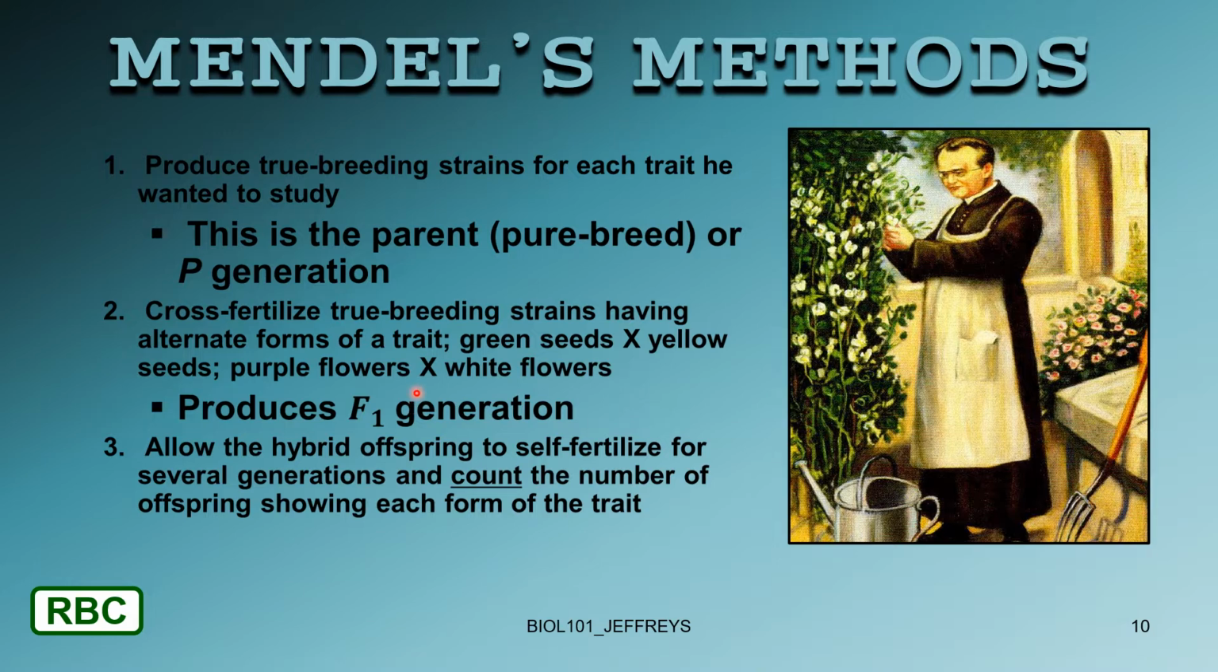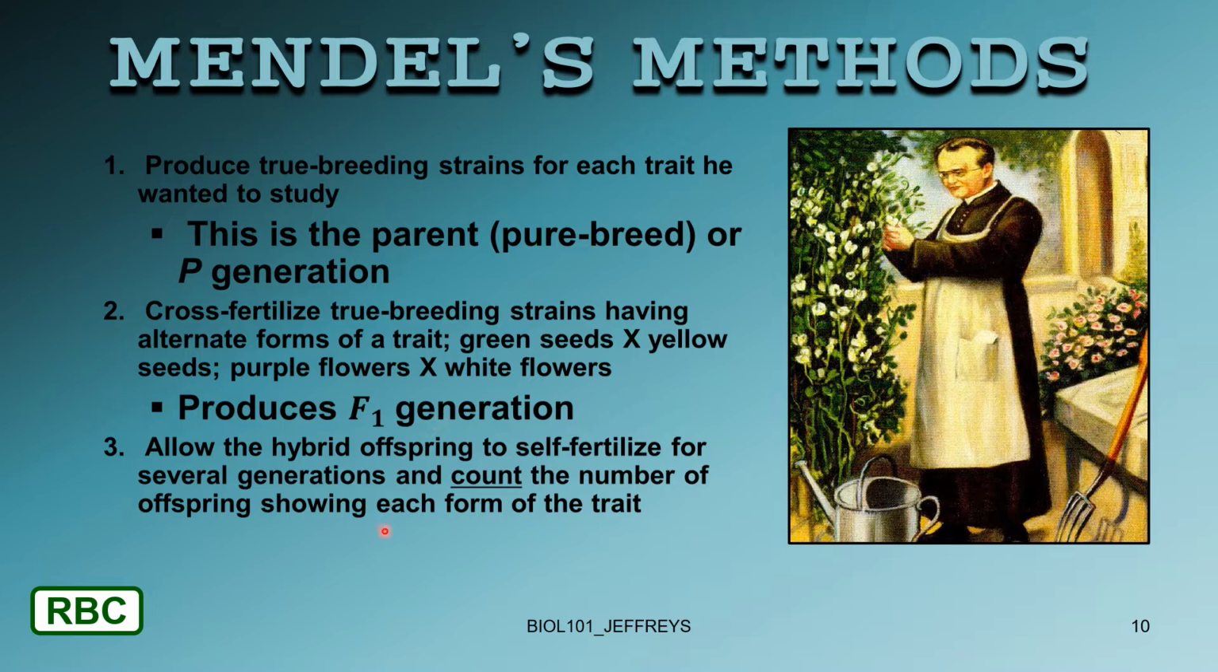Alternate forms of a trait. So seed color, right? We have seed color and we have two alternate forms, and we call them alleles. One is green seed and one is yellow seed, or purple flowers with white flowers, or tall plants with short plants. And so crossing the purebred parents yields the hybrid F1 generation.